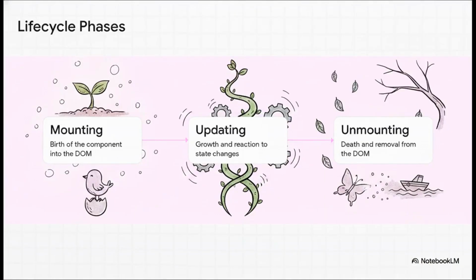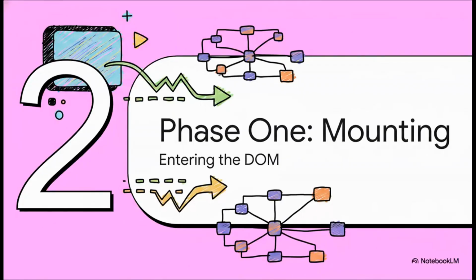All right, transitioning to the real meat of our explainer. When a React component actually hits the screen and runs in your browser, it goes through three distinct biological life phases. Step 1 is mounting, that's its birth. Step 2 is updating, representing its growth and reaction to change. And step 3 is unmounting, its inevitable death. Let's start right at the beginning.